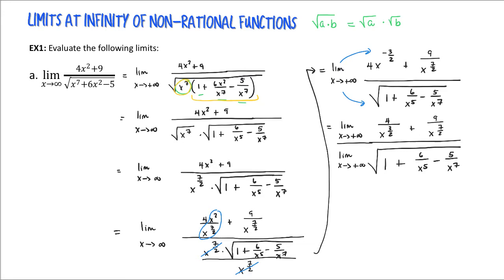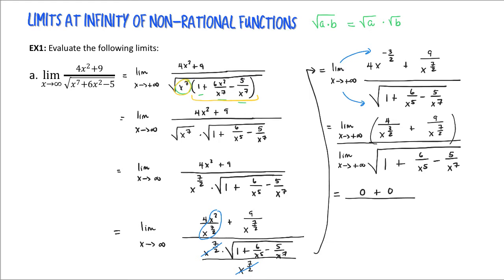Now, we are ready to evaluate the limit in the numerator. In the numerator, if I now apply the limit to the first term and to the second term, we are going to get 0 and 0. So I am going to have immediately 0 plus 0 in the numerator.